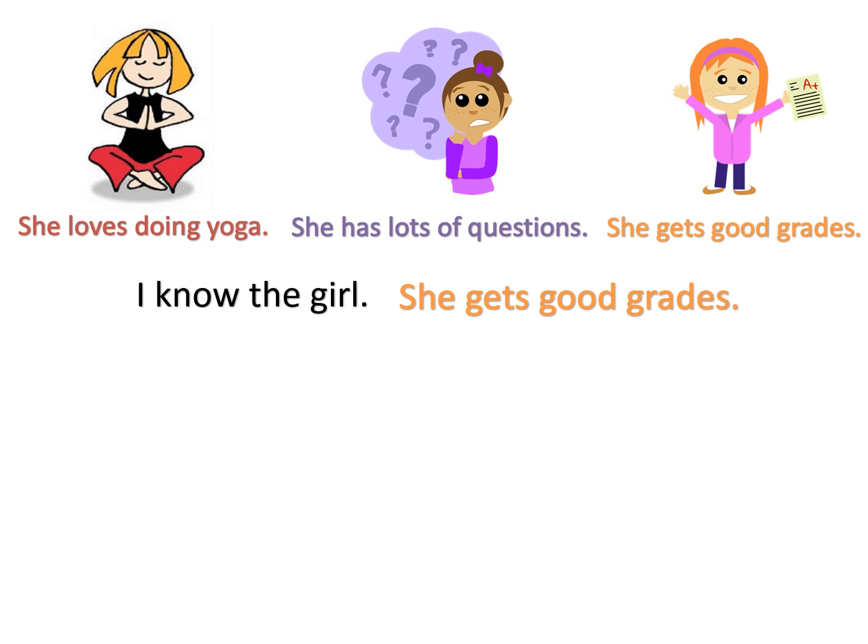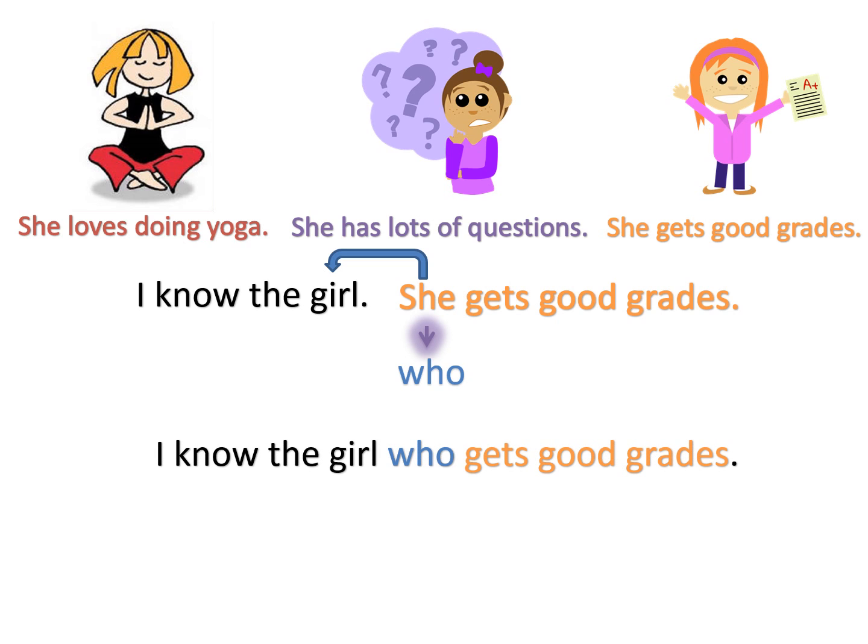However, we can combine these two sentences into one single sentence, which also clearly tells us which girl we are referring to and uses an adjective clause. So if we notice, the subject pronoun she in the second sentence refers back to the girl. So if we take the pronoun she and change it to who, this is what allows us to combine the sentences. I know the girl who gets good grades.